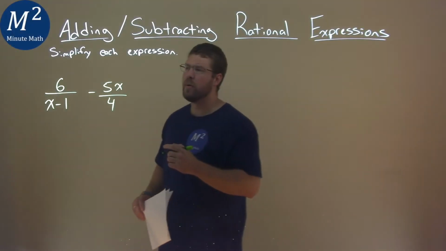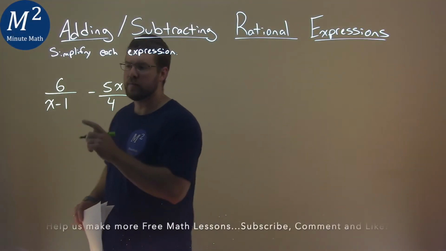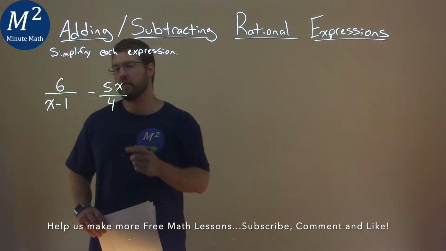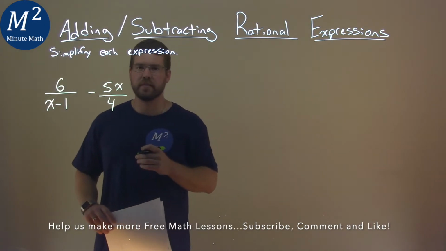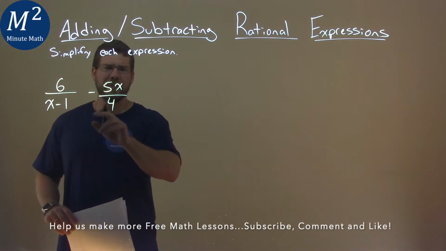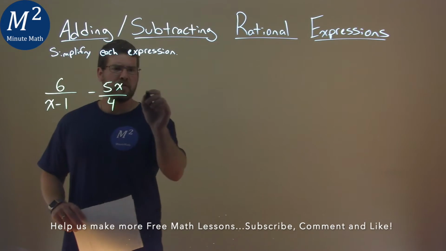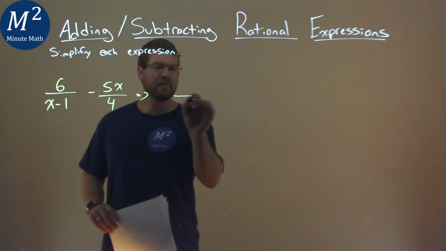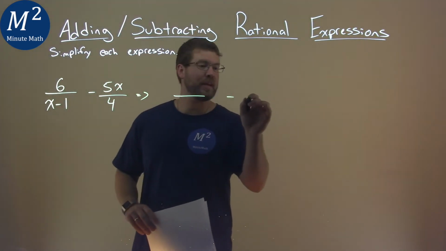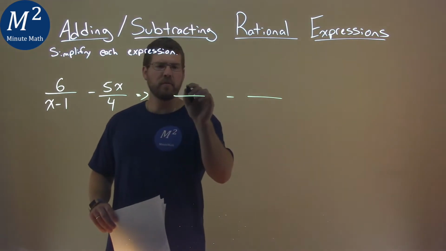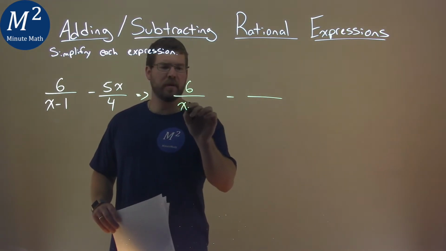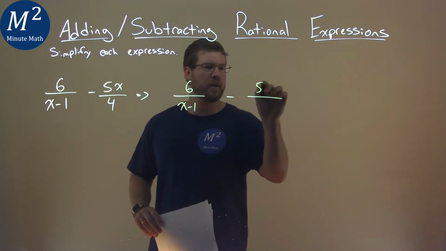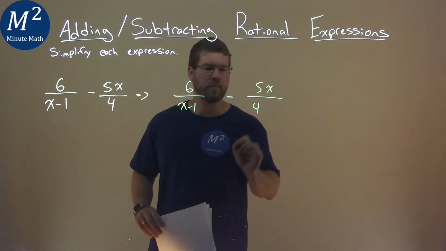We're given this problem right here: 6 over x minus 1, minus 5x over 4. And we've got to simplify this. Well, notice we don't have the same denominator here. So to simplify this, we have to come up with the same denominator. So I'm going to rewrite this 6 over x minus 1 with some space and 5x over 4.